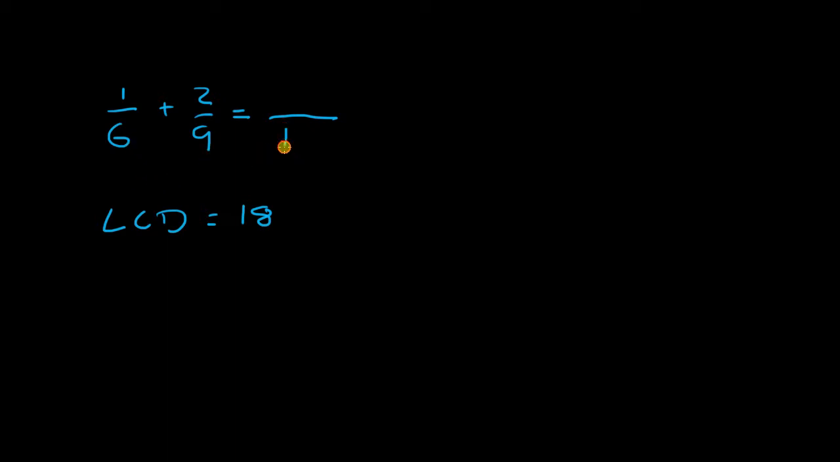LCD is going to be 18, so we're going to rewrite this thing with 18s on the bottom. And that means, what do I have to multiply 6 by to get 18? Times 3. So what I do at the bottom, I got to do at the top. So 1 times 3 is 3. What do I have to multiply 9 by to get 18? It's going to be 2. 2 times 9 is 18. What do I multiply the top by? 2, because I multiplied the bottom by 2. 2 times 2 is 4. 3 plus 4 is 7.